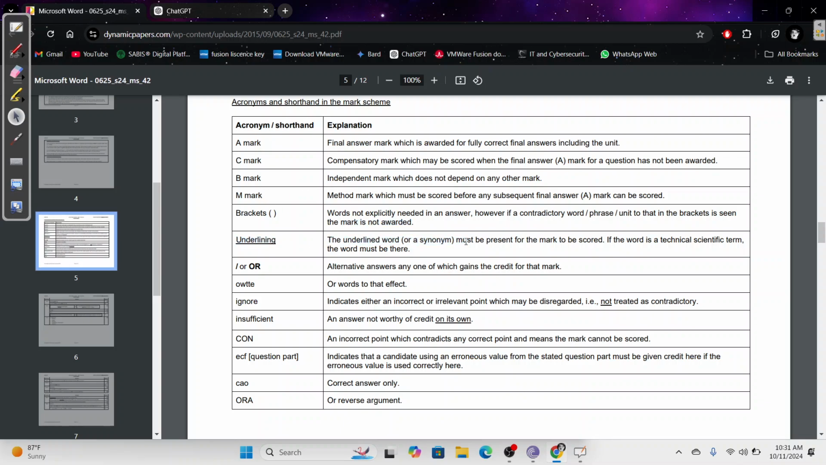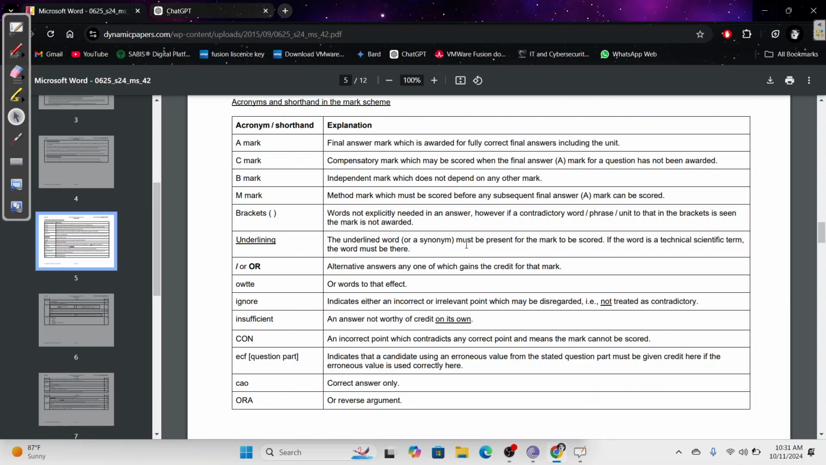Underlining. Underline means this exact word or a word similar to that has to be in your answer. If it's something scientific, like convection, if convection was underlined, there isn't really a synonym to convection. It's underlined, it has to be there.